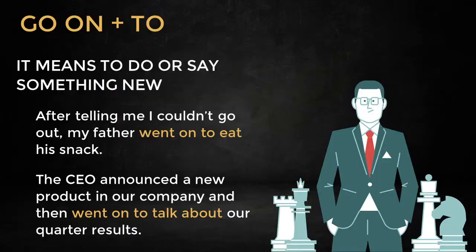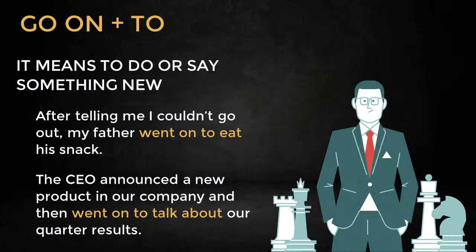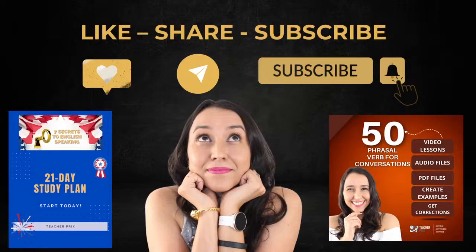So the CEO, maybe he was gathering with important directors and managers, and he announced a new product. So here is a new product, it's amazing, it's gonna be great. And then he went on to talk about our quarter results. He started talking about something new. He was announcing a new product. Then he went on to talk about the results, very different things, okay? So that's the idea of go on. And the show must go on.